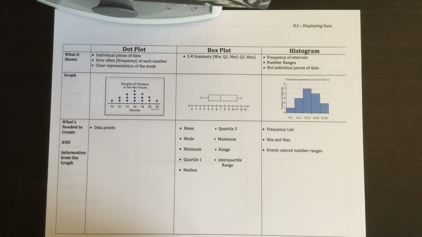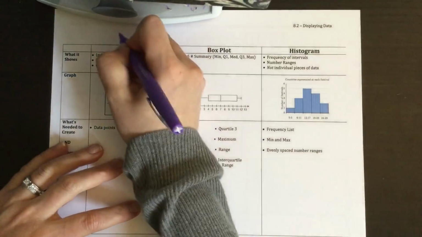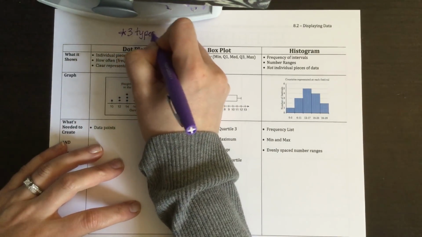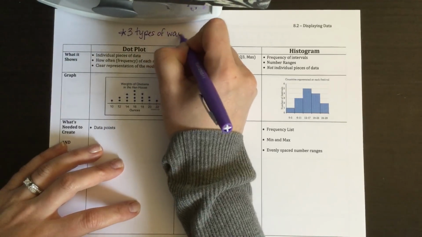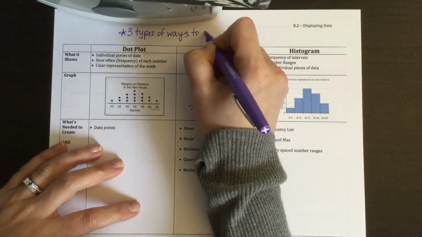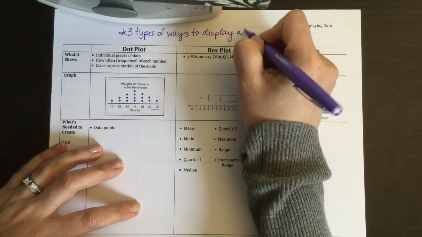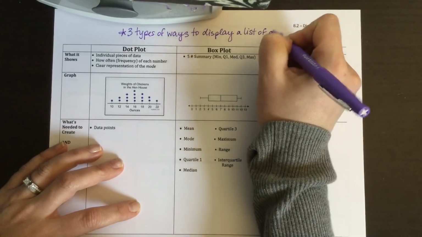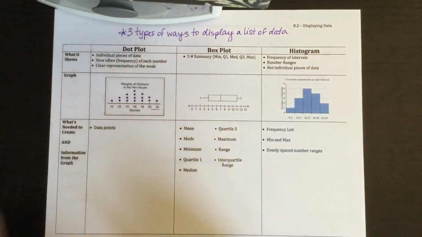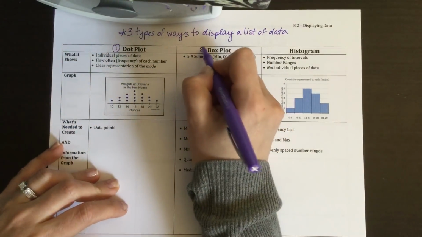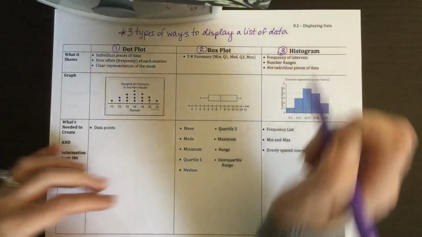Okay guys, so I know I'm not here with you today, but we need to go over the different kinds of ways that we can display data, okay? In fact, there are 3 types of ways to display a list of data. We could have a dot plot, a box plot, or a histogram.